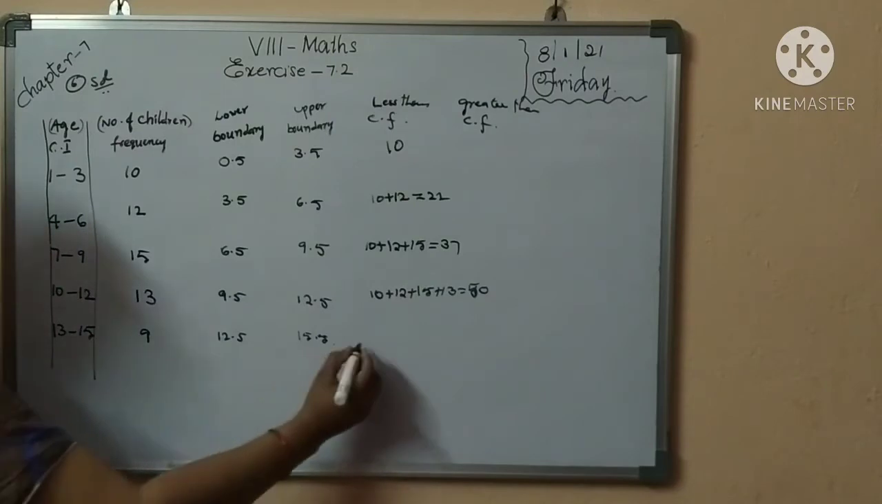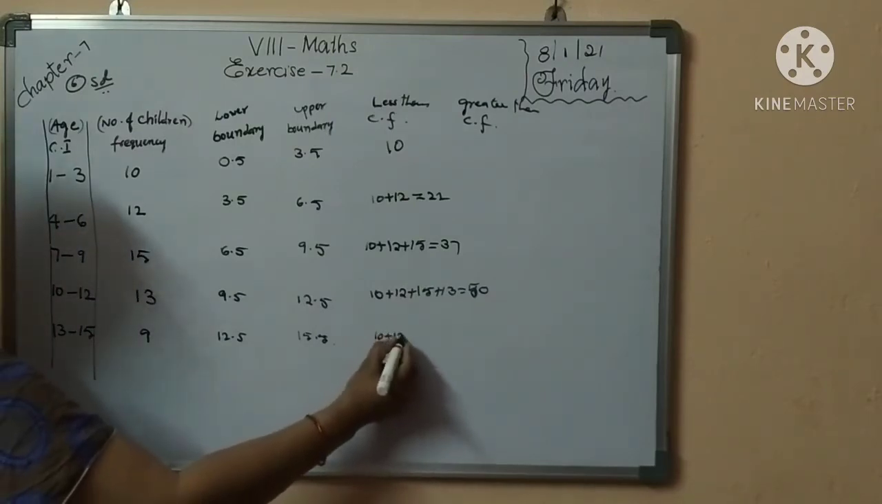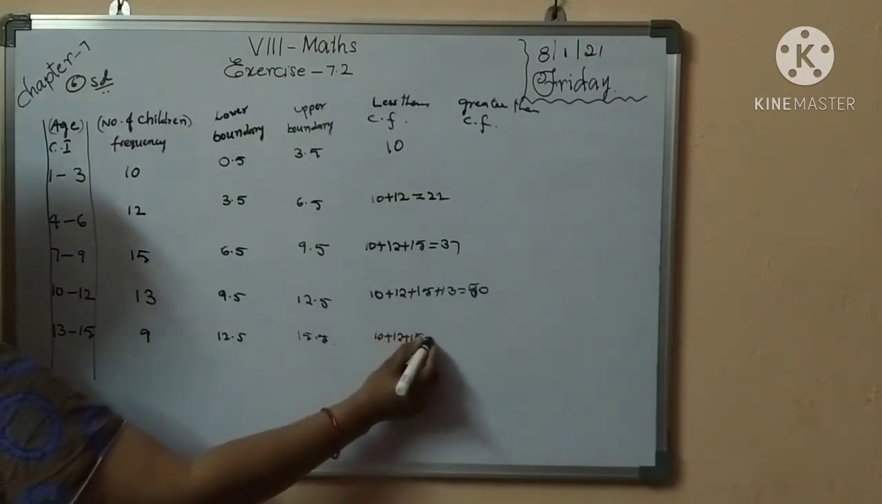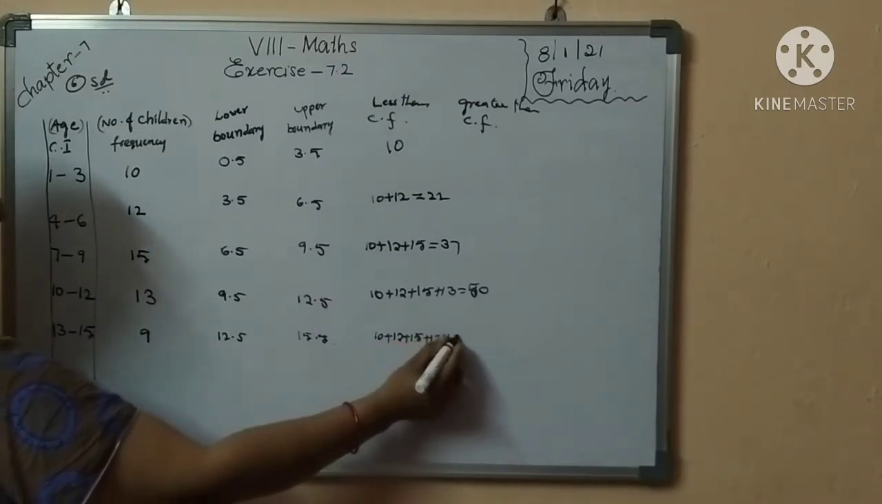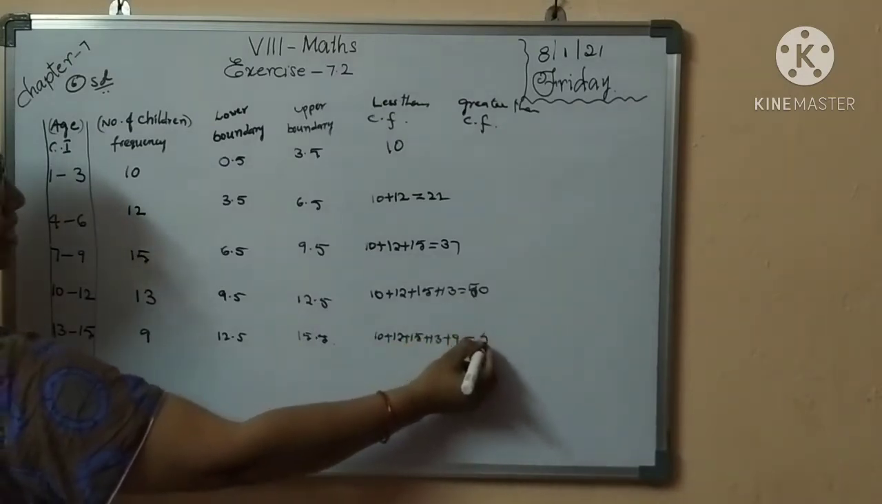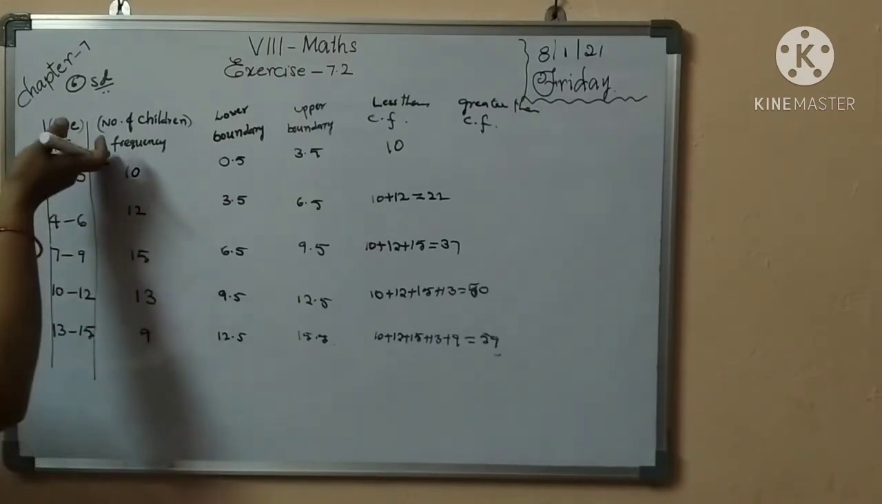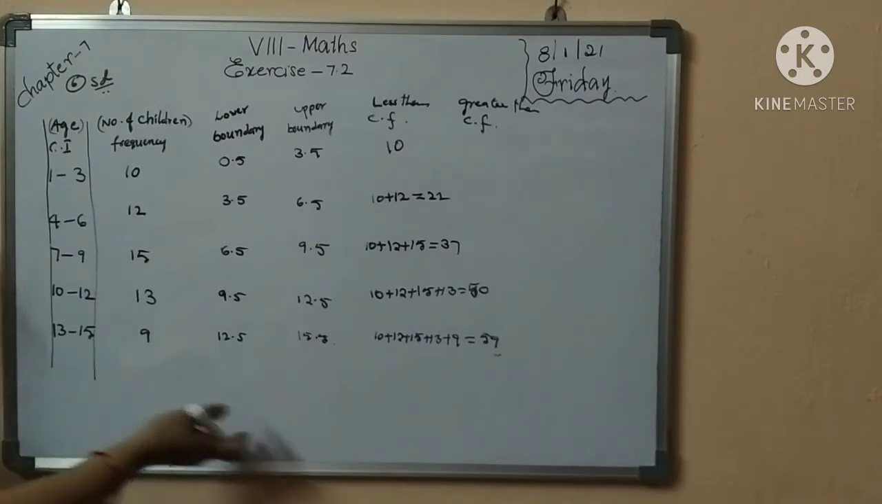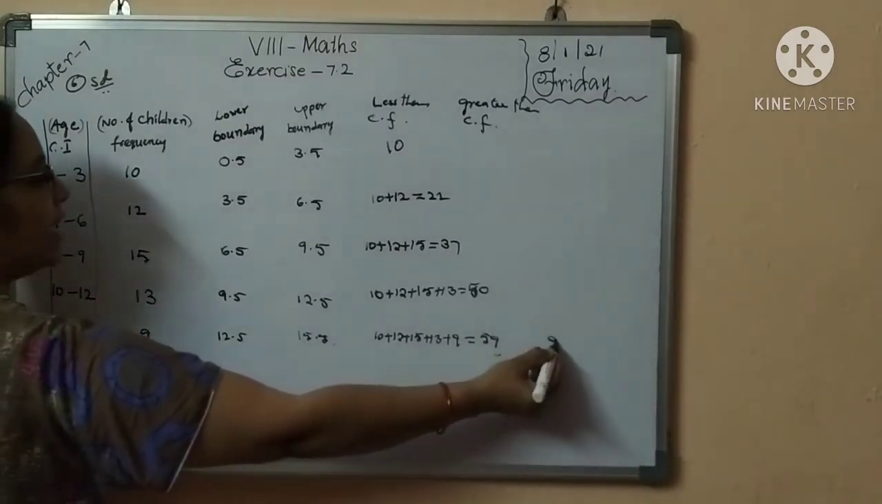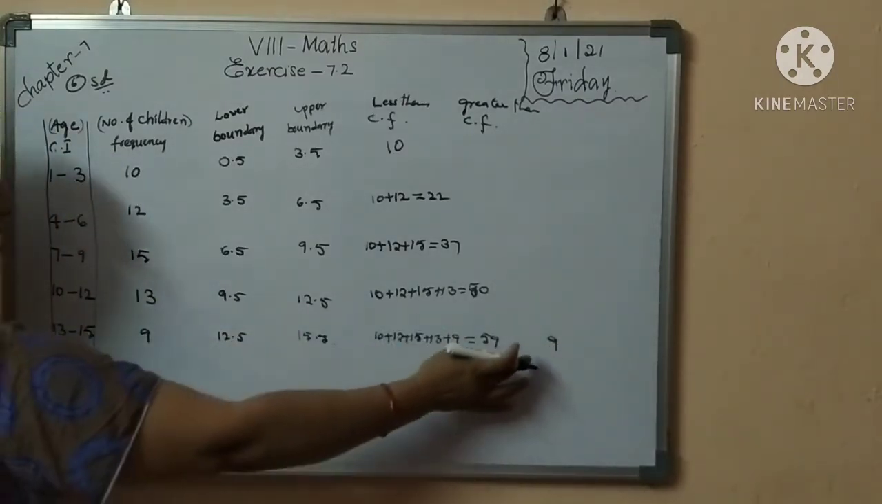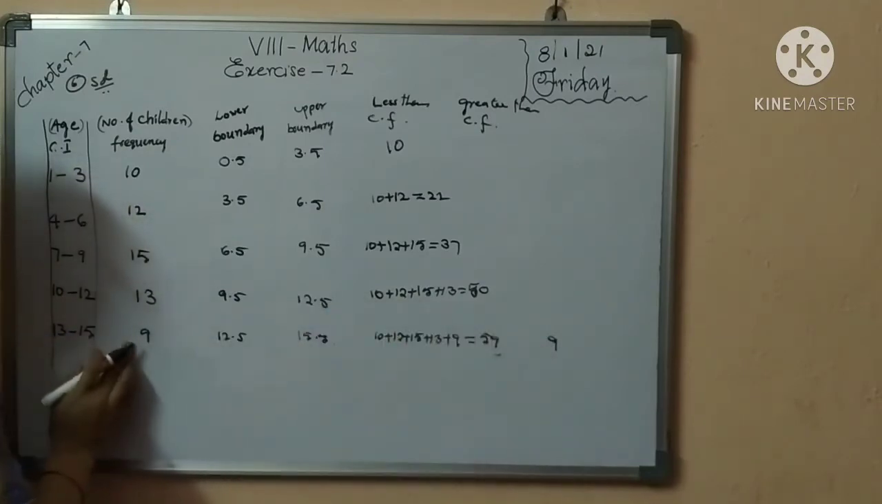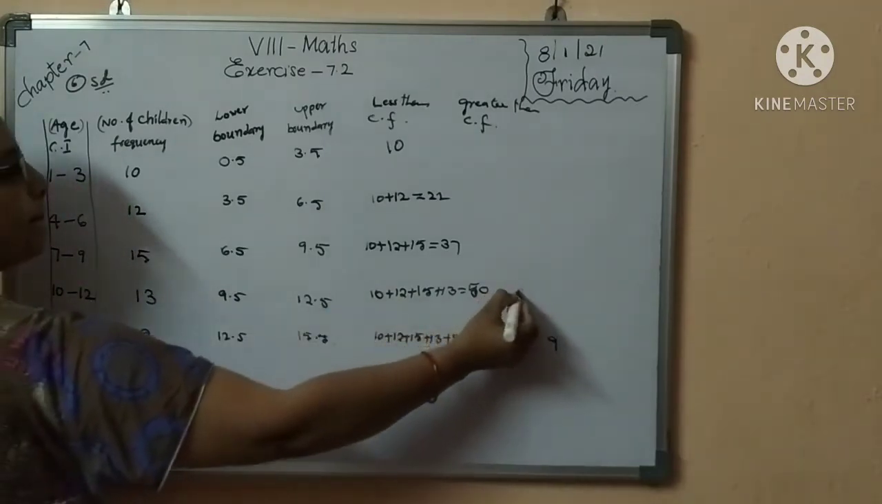Okay, next 10 plus 12 plus 15 plus 13 plus 9, that is 59. That is a less than cumulative frequency. Next, greater than. Greater than means you add from down to up. Okay children, so here you start with 9. From here onwards it is starting. Okay, 9. Next, 9 plus 13.